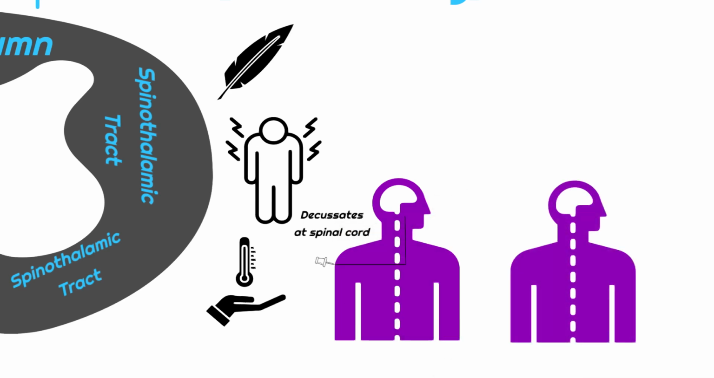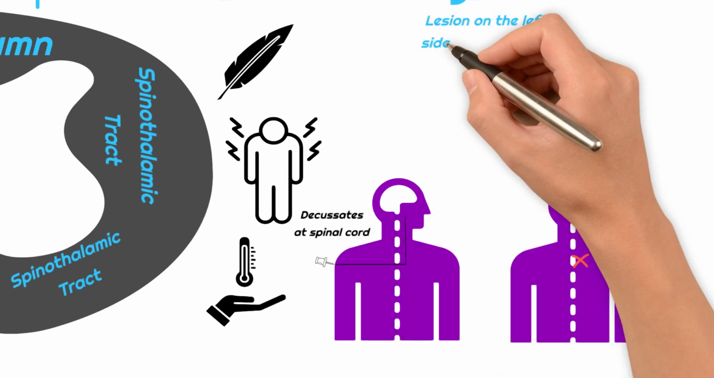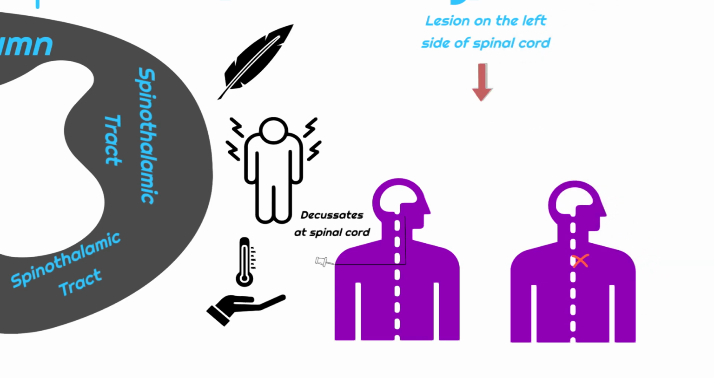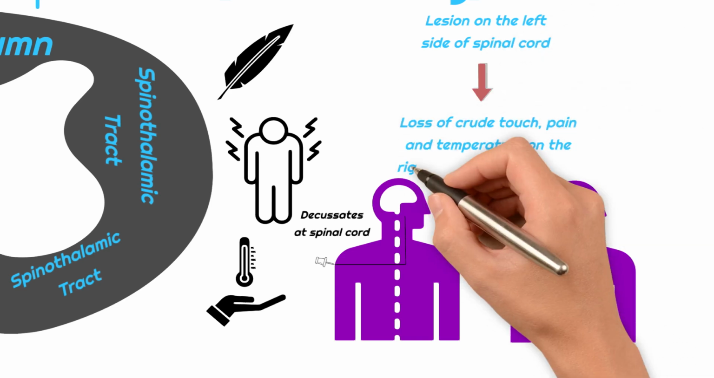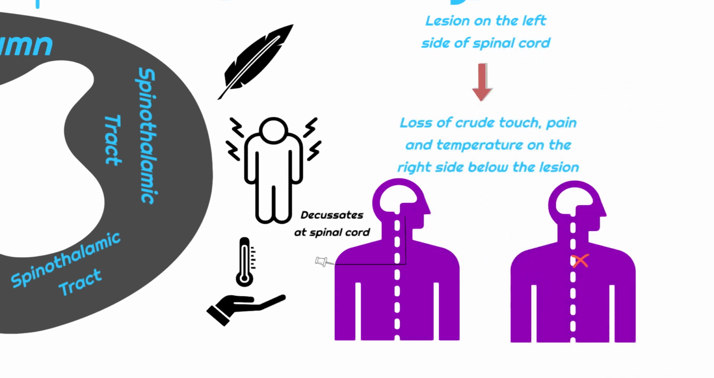This is important because if there is a lesion on the left side of the spinal cord, then it would cause loss of pain, crude touch, and temperature on the contralateral side. This is different to the dorsal column and to the corticospinal tract that we're going to discuss later, right? So it's important to remember the spinothalamic tract decussates at the level of the spine. It doesn't decussate above at the level of the medulla.